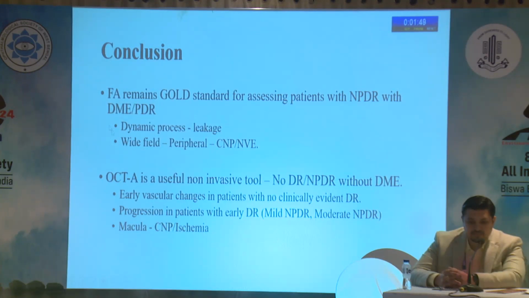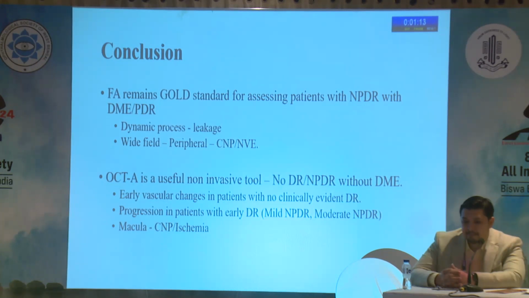Because of the wide field nature of FA, we can see the peripheral CNP and NVs as well. OCTA is a very useful tool. I think this is the future. Once we start getting a full field OCTA in a single click, that is the time when FA usage will decrease. As Devesh mentioned, in patients with macular lesions, we are already doing less and less of FFA, because OCTA gives you a wealth of information in the posterior pole disorders, but when it comes to periphery, we are still limited by the field.